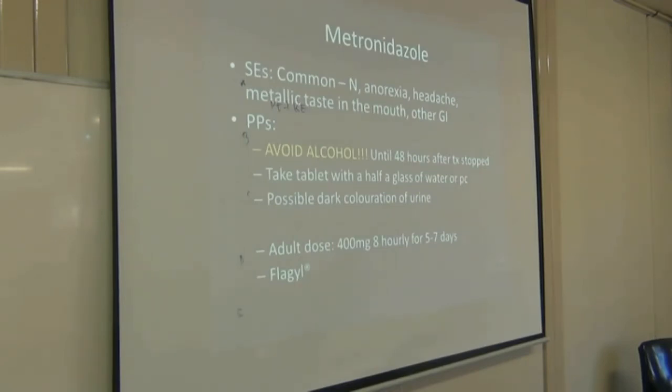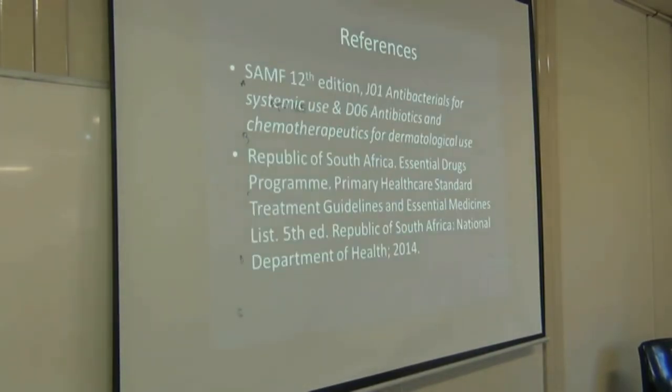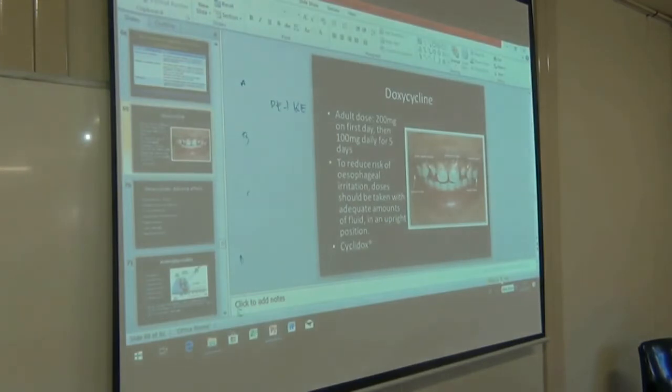So the side effects commonly are nausea, anorexia, headache, metallic taste in the mouth and other GI. And then the prescriber's points are to avoid alcohol, and there might possibly be dark coloration of the urine. Okay, and that is that.